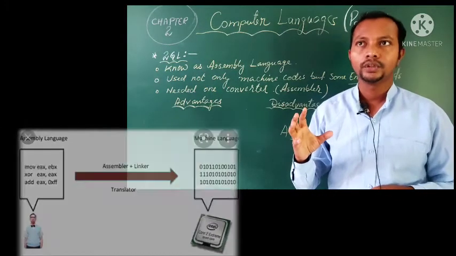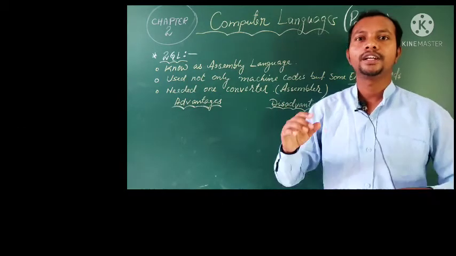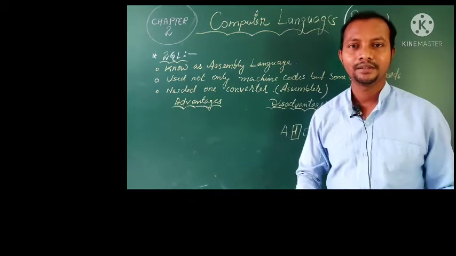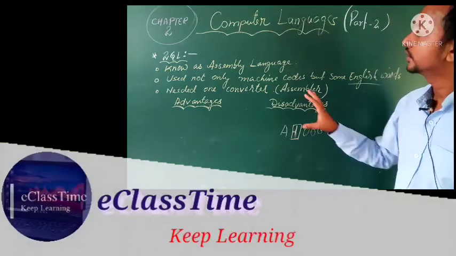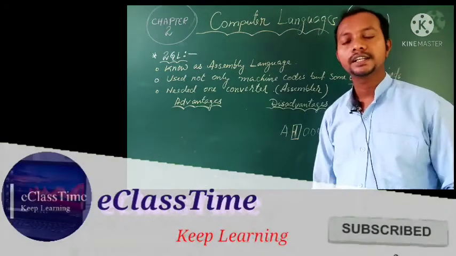Then the computer says, oh, this is what it is telling. It is telling me to play the music. Okay, I will play the music. So that is what is happening. This is how second generation language developed, and it started using some English words.